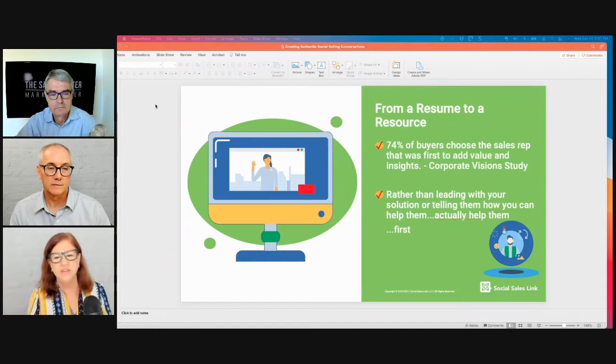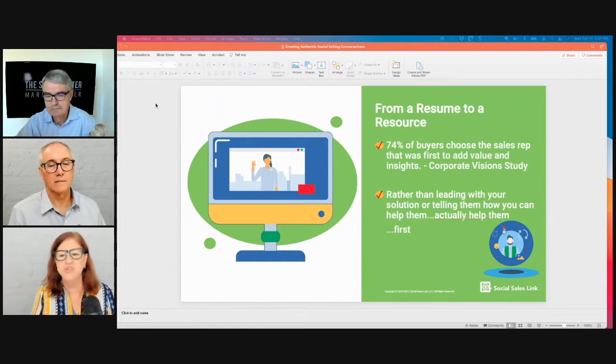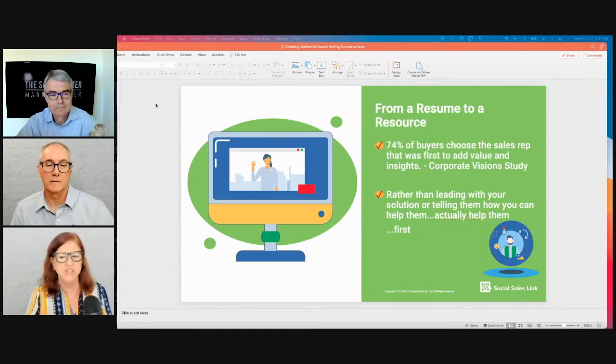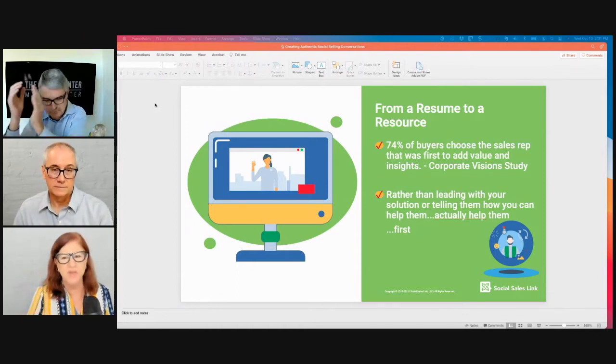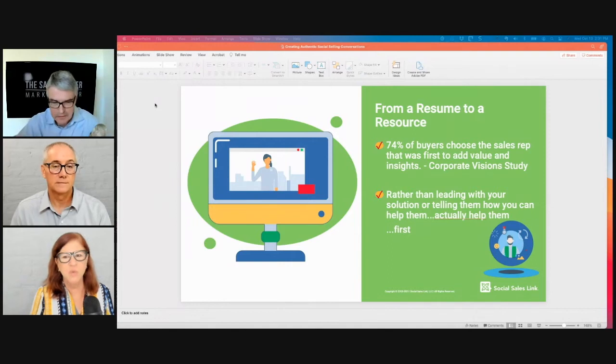So 74% of buyers choose the sales rep that was first to add value insights, Corporate Vision study. 3/4, guys, it's not your price. Let me say that again. It's not your price. It's the value you bring to the table. And Corporate Vision proves 3/4 of them are choosing the one that adds value and insights. So guess what? Let's start adding value and insights on LinkedIn.